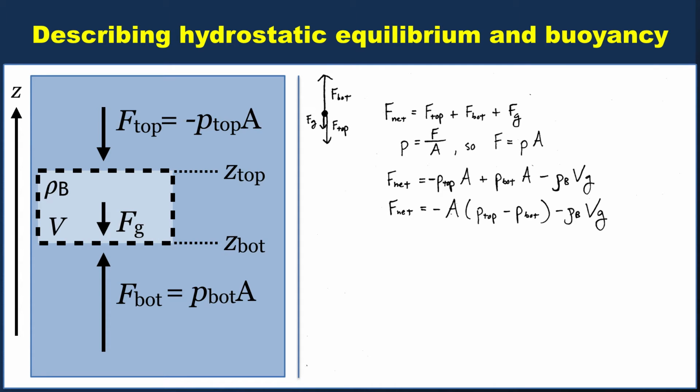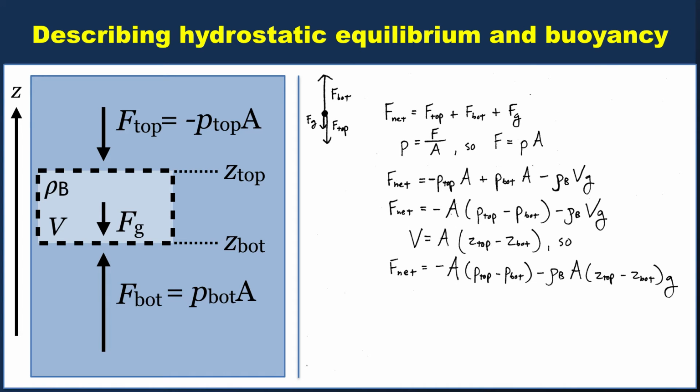And fortunately, we can rewrite that volume term v in exactly those terms by saying that v equals the area of either the top or the bottom of the box times the difference in the two positions of the top and bottom of the box. That's just saying that the volume is the area times the height. So if we do that, we substitute that back into our net force expression, and now we have this rather long expression. So far we haven't made any assumptions about equilibrium, so this is still a general expression for the force on that box.